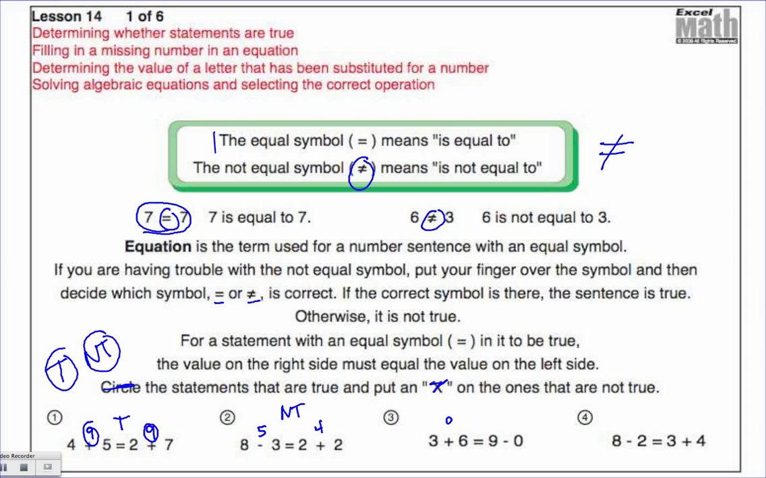3 plus 6 is 9. 9 minus 0 is 9. Cover it up. What would I expect? I'd expect an equal symbol. There it is. It is an equal symbol, so I would say that's true. 8 minus 2 is 6. 3 plus 4 is 7. Cover it up. I would expect a not equal sign there. There's an equal sign. That's not the right sign, so I put not true.